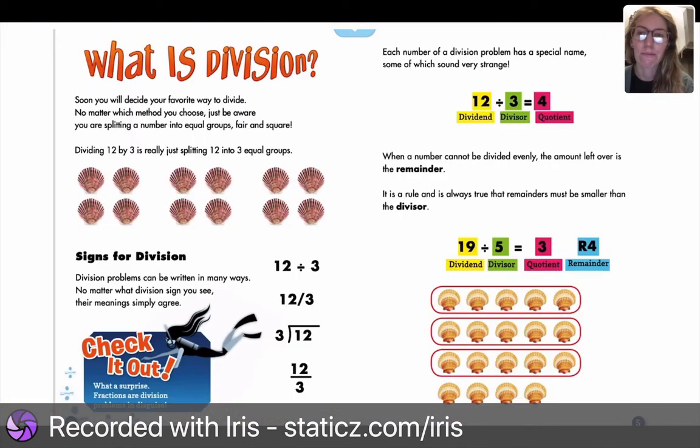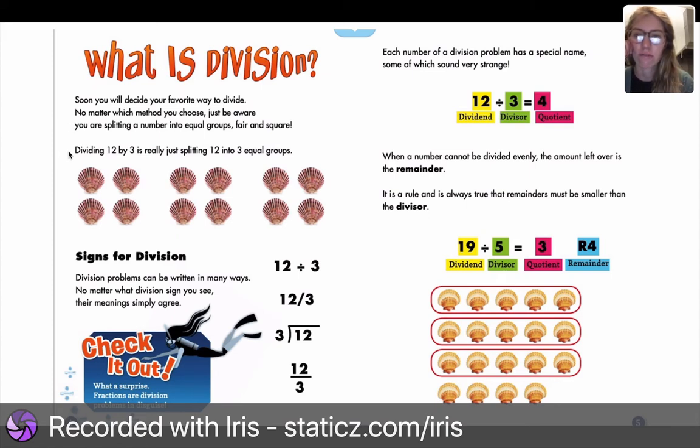So just as a reminder, I know you all know, but let's review what is division. ¿Qué significa dividir? So we're going to read this little story. It rhymes, which I think is cute, but it will remind us some key things about dividing. Soon you will decide your favorite way to divide. No matter which method you choose, just be aware. You are splitting a number into equal groups, fair and square.